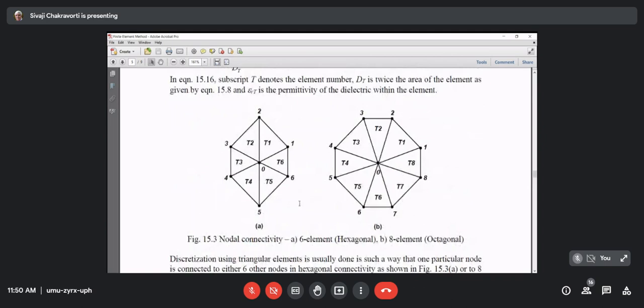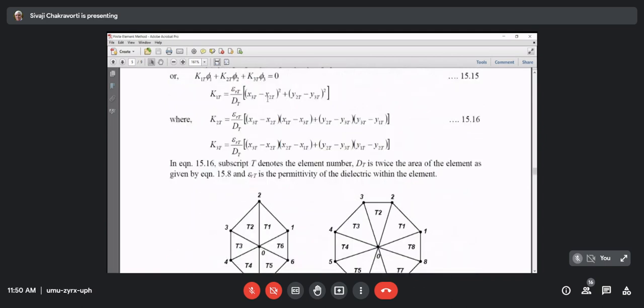that this phi 0 will always be multiplied by K11, K12, K13 up to K16. So if I write all the 6 triangular equations, this phi 0 will have 6 coefficients, but all others, node potentials, will have 2 coefficients because all other nodes belong to 2 triangles only.